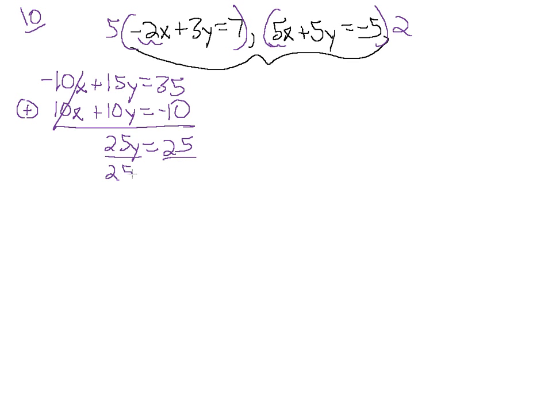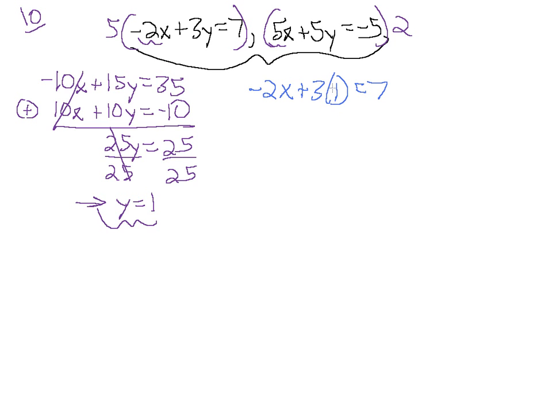So we can divide both sides by 25. These two cancel, gives us y equals 1. So we have a nice round value for our y variable that we can plug into either equation, and we can get our value for our x variable. So let's go ahead and use this first one. We have minus 2x plus 3 times 1, or 1 is in for y, equals 7. And we want to go ahead and solve for x.